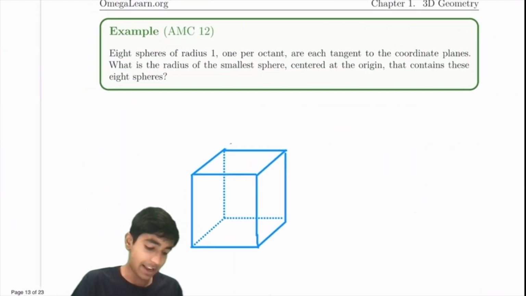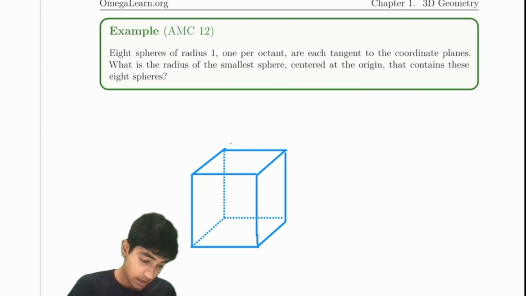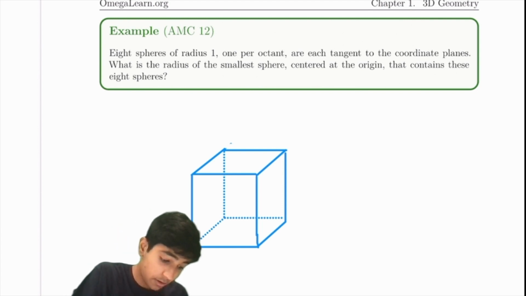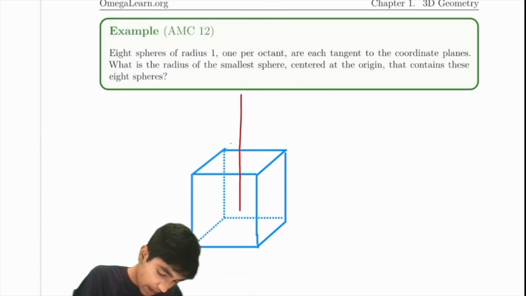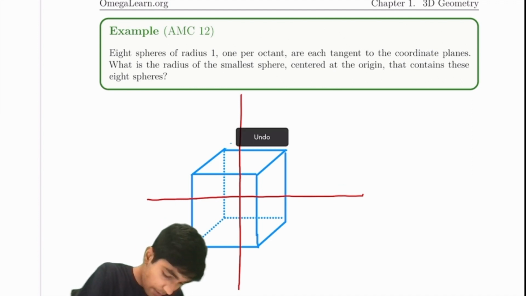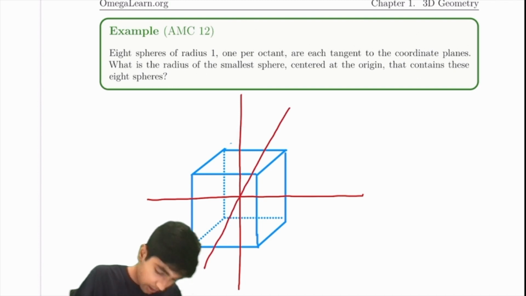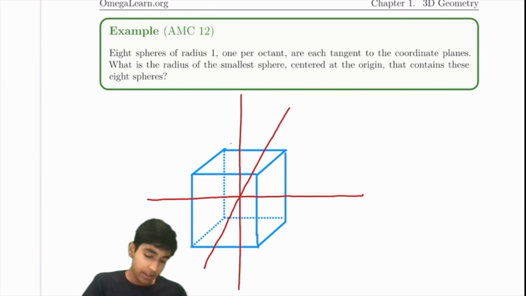Okay, let's now solve an extension of this problem from the AMC 12. 8 spheres of radius 1 per octant, are tangent to the coordinate planes. So we've got a 3-dimensional coordinate plane now. This is going to be an interesting problem. Draw our axes. So our axes will have to look something like this. It's a 3D drawing, and this is the origin, right?